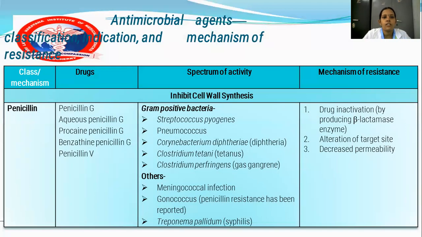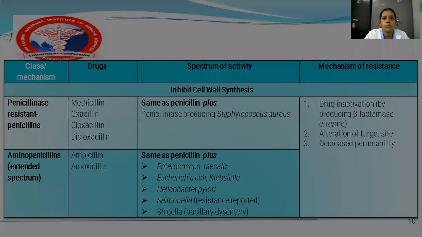So what are the antimicrobial agents? Classification, indication, and mechanism of resistance. So the penicillin group: drugs are penicillin G, that is aqueous penicillin G, procaine penicillin G, and benzathine penicillin G. It inhibits cell wall synthesis. It acts on gram-positive bacteria like Streptococcus, Pneumococcus, Corynebacterium diphtheriae, Clostridium tetani, Clostridium perfringens. Other organisms are meningococcal infection, gonococcus, and Treponema pallidum. So what is the mechanism of resistance here? Drug inactivation by producing the beta-lactamase enzyme, alteration of target site, and decreased permeability.